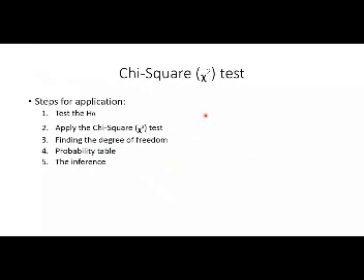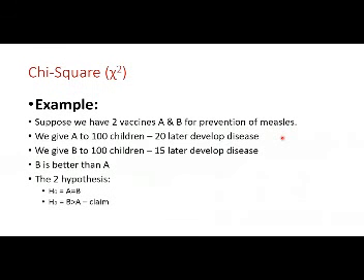There are 5 steps for application of chi-square. First is to test the null hypothesis. Second step is to apply the chi-square test. Third is finding the degree of freedom. Step number 4 is the probability table, and 5th is the inference or the outcome.